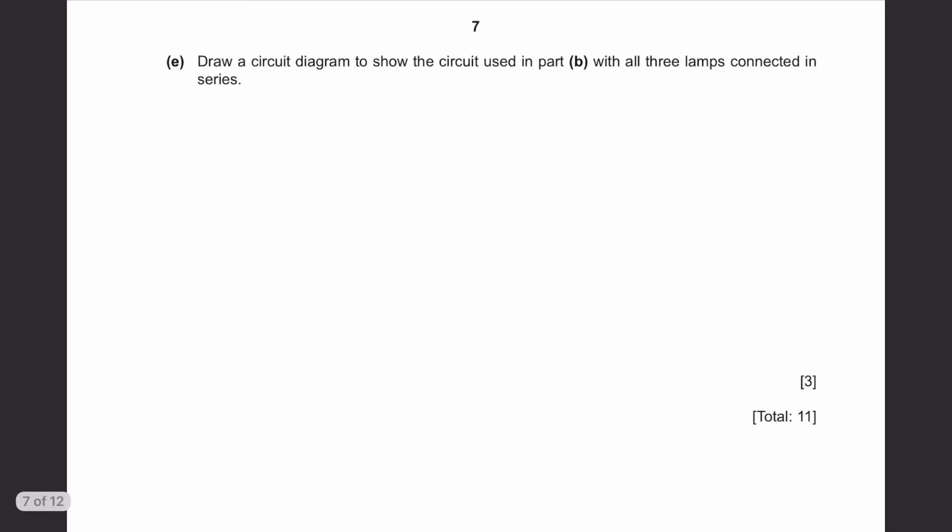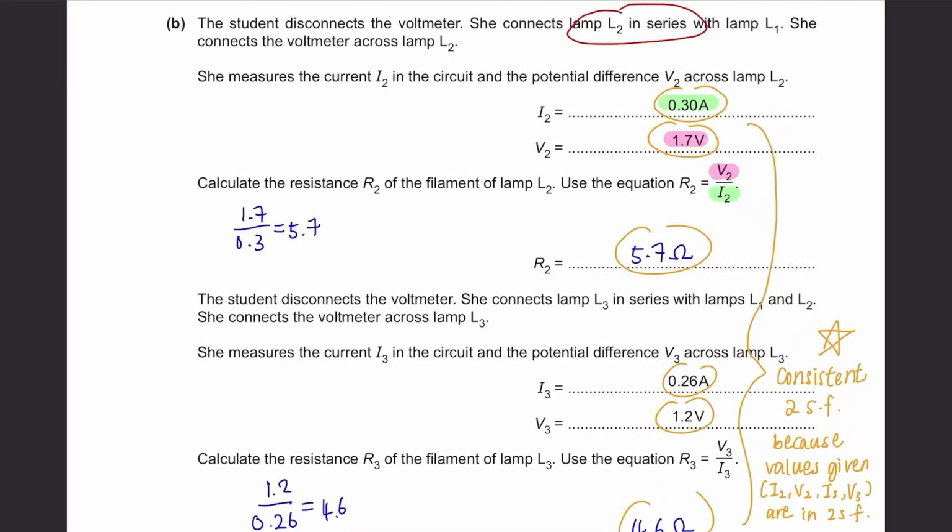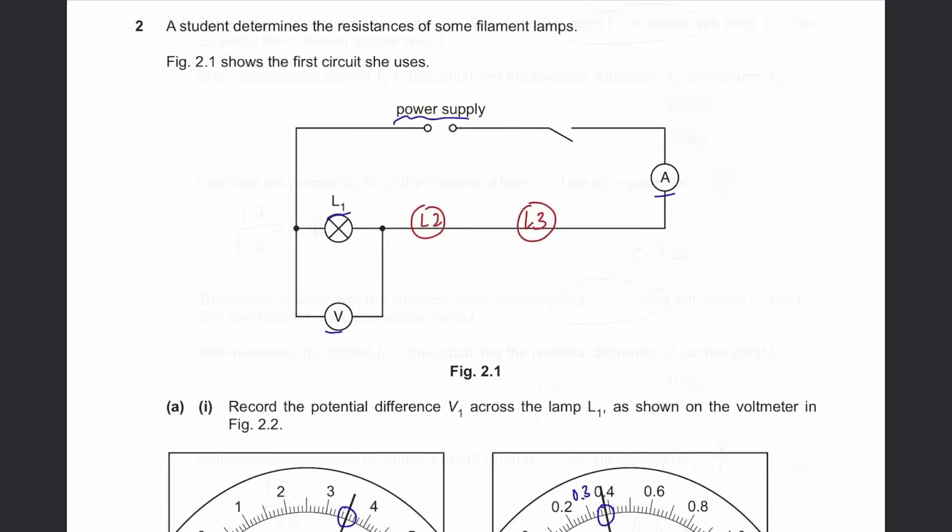Part E. Draw a circuit diagram to show the circuit used in Part B with all 3 lamps connected in series. When they said they were adding lamps L2 and L3, they were adding in series, so it would have been like this.